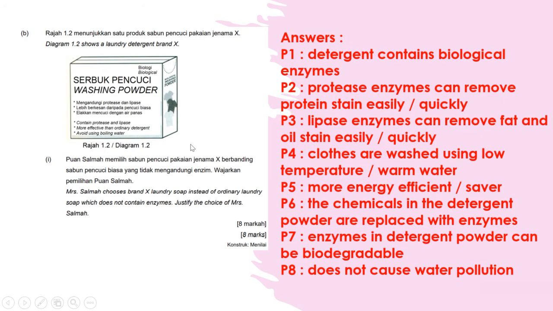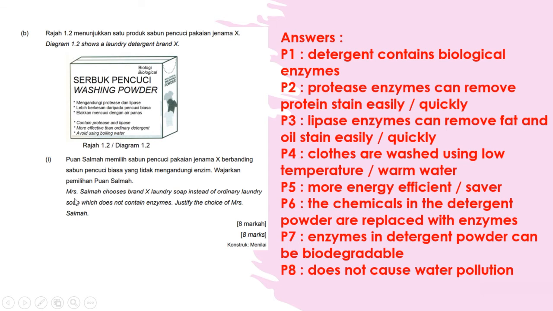Okay, we go to question 1B. Diagram 1.2 shows a laundry detergent brand X. Okay, laundry detergent brand X. Alright, so this refers to the washing powder. Look at the description here: contains protease and lipase, more effective than ordinary detergent. Avoid using boiling water. Okay, so this is the clue given to you, the clue given in the diagram.